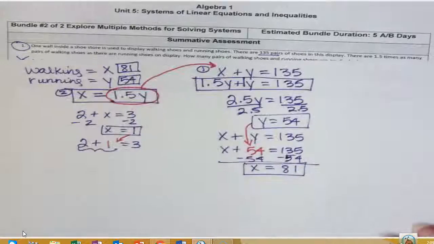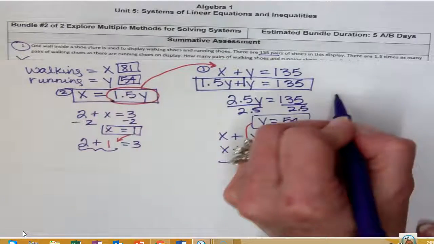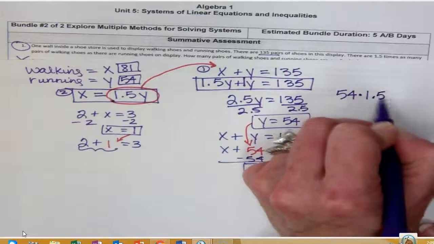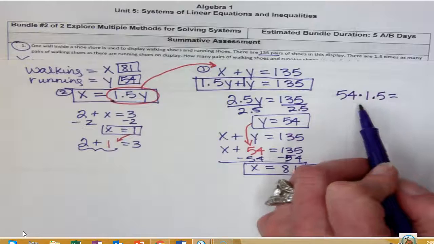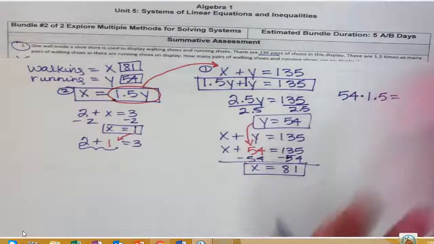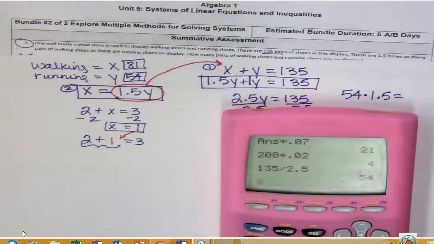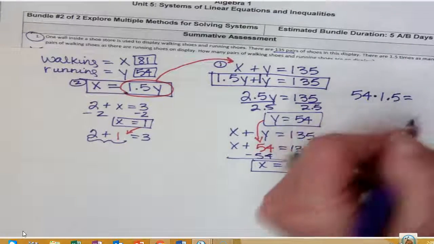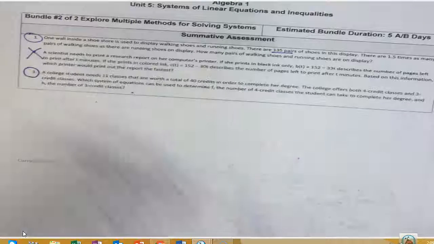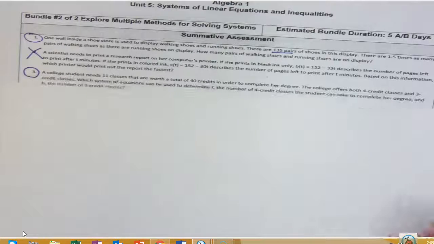And I also know that if I multiply 54 times 1.5, that should give me 81. And when I put it in my calculator, 54 times 1.5 equals 81. So I've checked my work. I know I've gotten it correct. Number 2, you don't have to worry about.